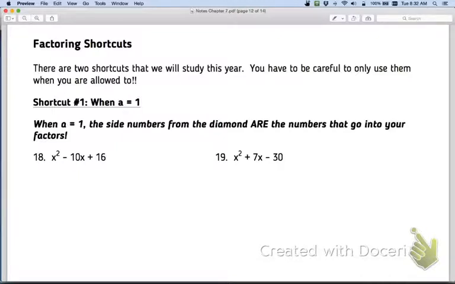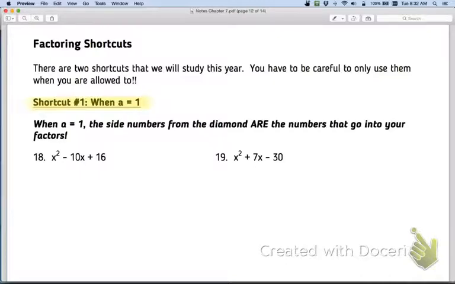Now, the first shortcut, some of you may have already noticed, and that is what happens when A is equal to 1. What happens when A is equal to 1 is that the side numbers from the diamond end up being the numbers that go into your factors, so you don't have to do any extra work. So for number 18, let me show you the way that we would have done this before, and then on number 19, I'll show you how we can save some time.